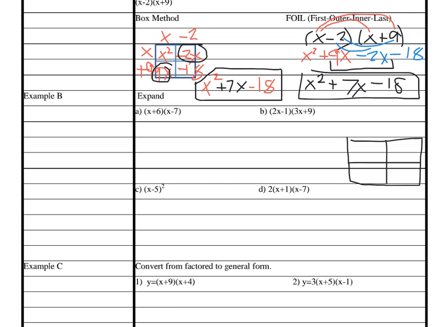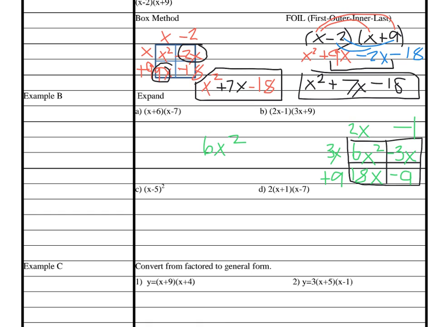So starting with B, 2x minus 1 and 3x plus 9. So I do 2 times 3 is 6, x times x is x squared. Moving over to the top right box, 3 times negative 1 would be negative 3, and we still have the x. 9 times 2 gives us 18, and we have that x there, so 18x. And then bottom right, 9 times negative 1 would be negative 9. Then we write out what we have, 6x squared.